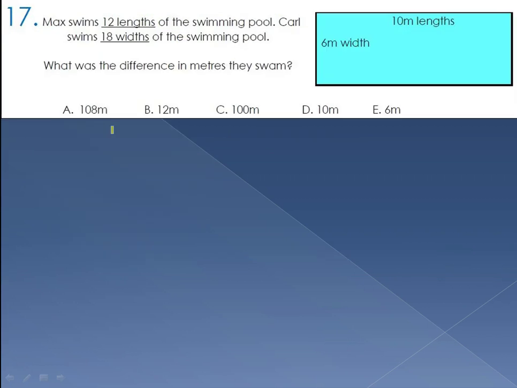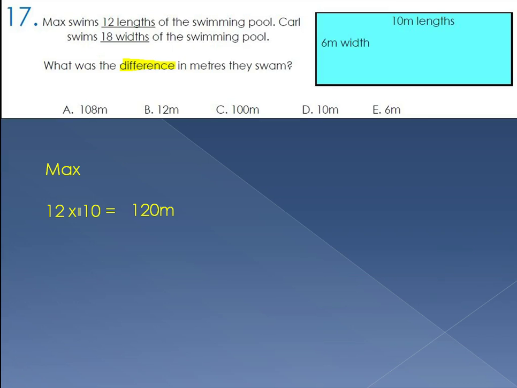Okay, next question 17. Max swims 12 lengths of the swimming pool. Carol swims 18 widths of the swimming pool. What is the difference in meters they swam? The difference. If you see here, this is swimming pool, 10 meters in length, so that means Max, the 12 times 10. Again, you're timesing it by 10, this thing comes up again. Times by 10, it's going to get 10 times bigger. So if there's a decimal point, just imagine the decimal point is going to be after the 2. You move it to the right hand side, it's going to get 10 times bigger. So it means 120 meters is what Max swam.